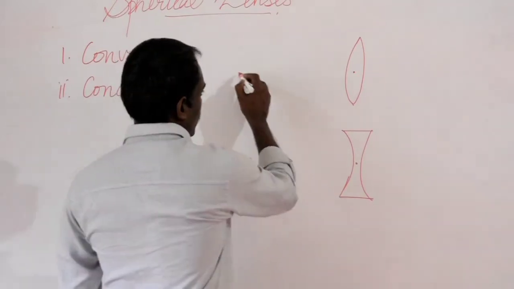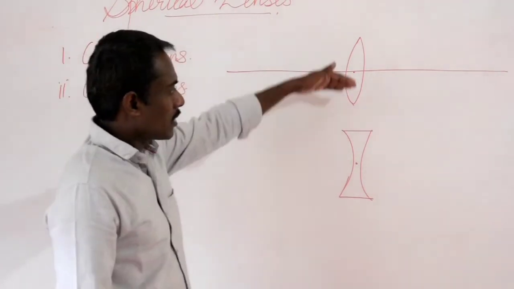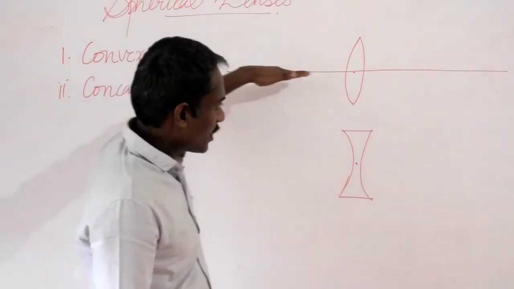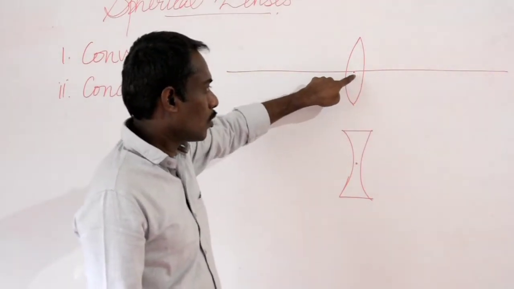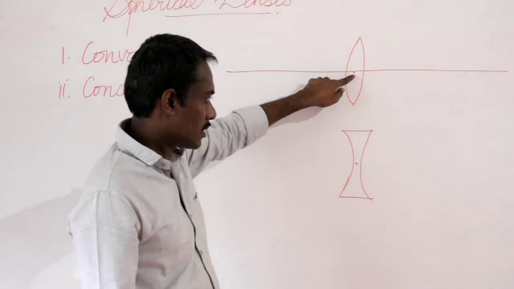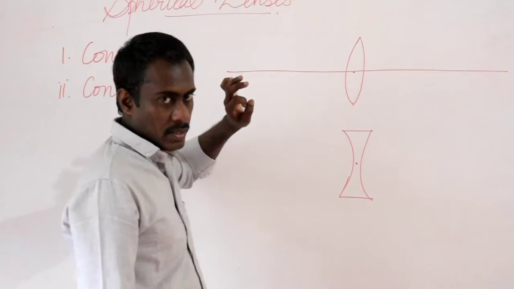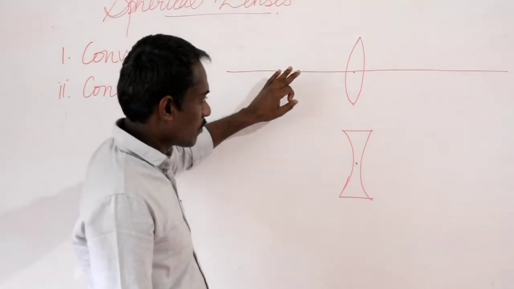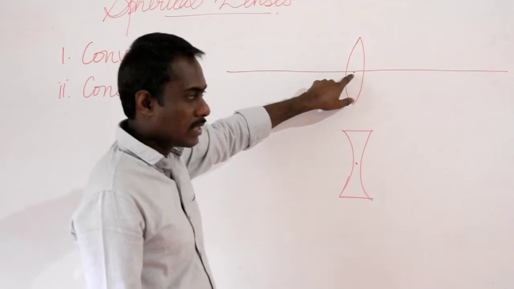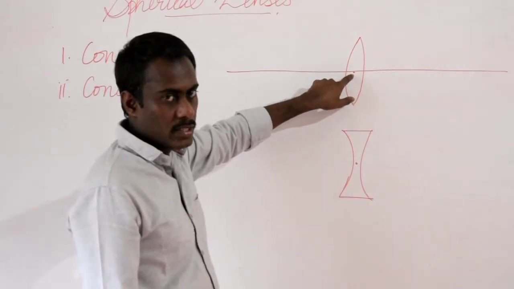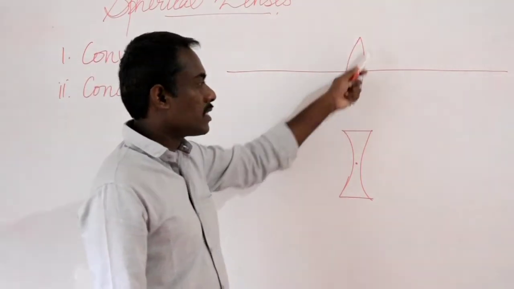Now the terms associated with the lens. When we take a lens, the straight line passing through the optical center of the lens is the principal axis. The principal axis is a line passing through the optical center, and these surfaces are apertures of imaginary circles.